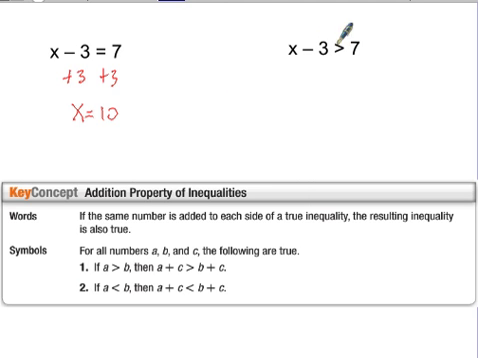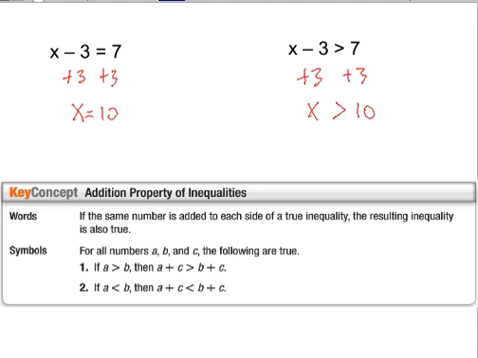You have x minus 3 is greater than 7. All you do is add 3 to both sides, and x is greater than 10. You have to keep track of the symbols and make sure that you're not changing inequality symbols to equal signs or that you're not forgetting to write them properly. So it just requires a little bit of paying attention on your part. The addition property of inequalities is stated there below. If the same number is added to each side of an inequality, then the resulting inequality is also true.